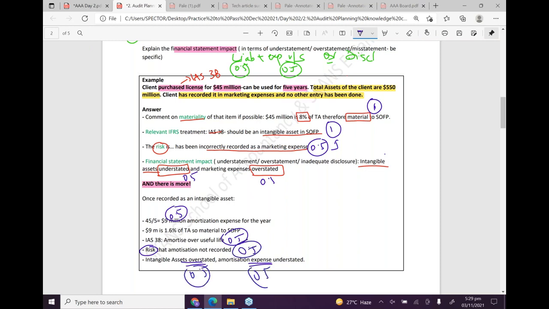This is the marking over here. It depends on whether you explained this treatment with this one or not. You won't be marked twice for this. So for the accounting treatment, you'd normally get a combined mark. If you say number 1, it should be an asset. Number 2, it needs to be amortized over its useful life. Similarly, for materiality, you would either get it for 45 million or you'd get it for 9 million, because she says related to one area, I'll only give you one materiality mark.